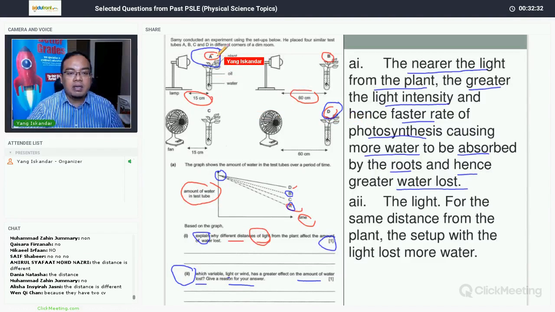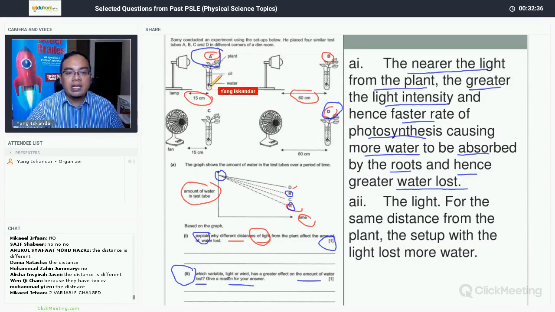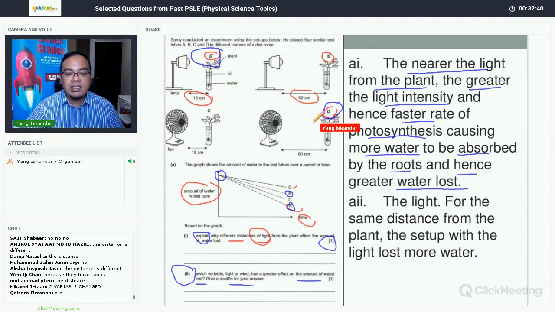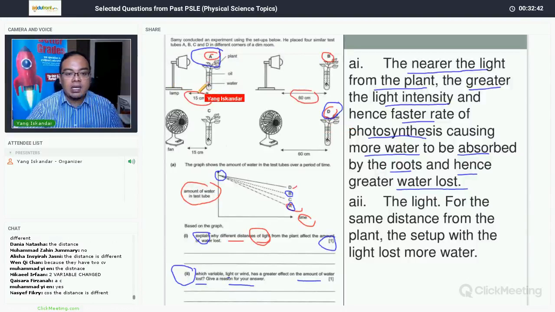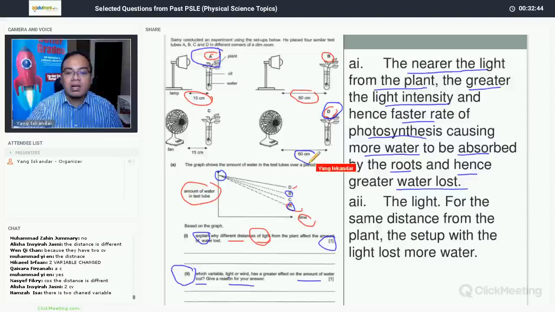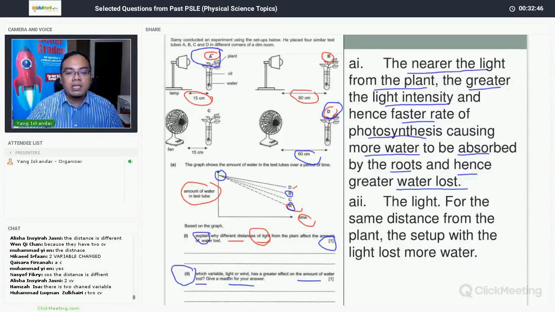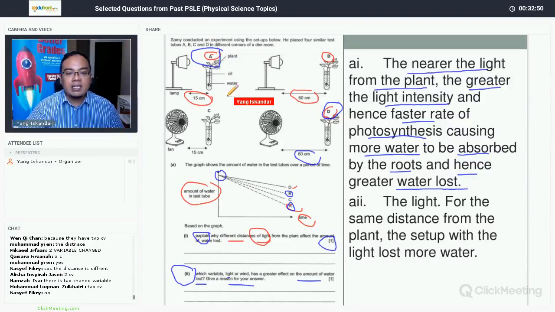Very good. Remember, when you are using A and D, the one is lamp, one is fan. This is a change variable, and the distance is also different, right? So you cannot have two change variables. If you have two change variables, you wouldn't know what you are going to test. It has to be a fair test. In a fair test, there can only be one change variable.